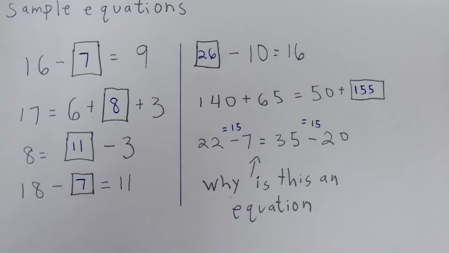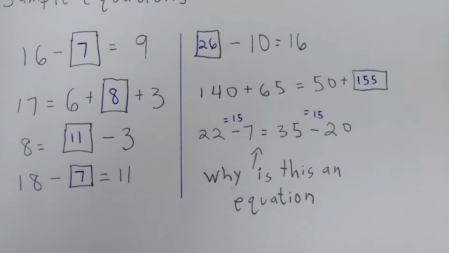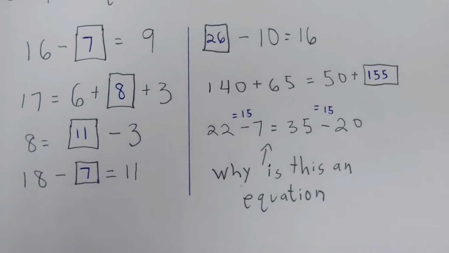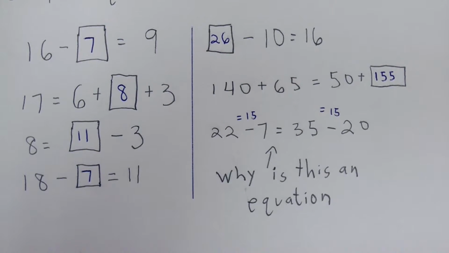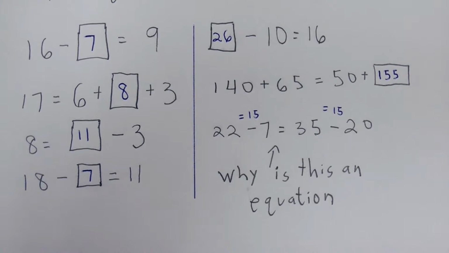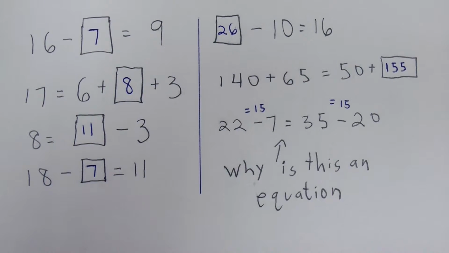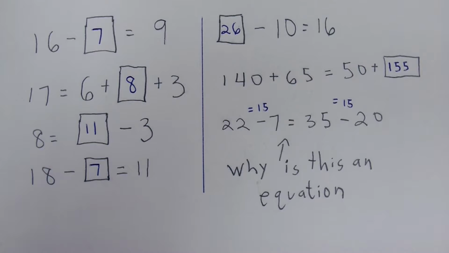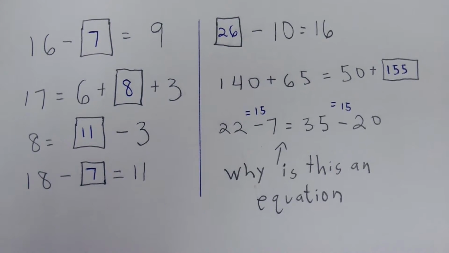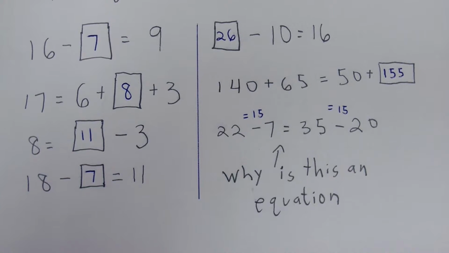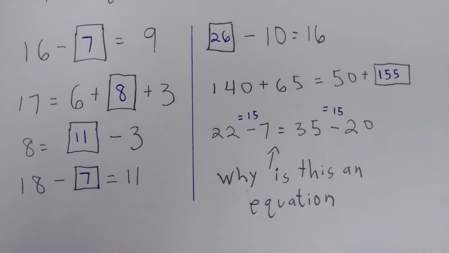17 equals 6 plus something plus 3. Add the 6 and 3 together and you get 9. Then you have to figure out what is the difference between 17 and 9. You subtract and you realize the missing number is 8. In the next example, 8 equals something minus 3. Well, the number has to be bigger than 8. You think the answer might be 5. That's a common mistake. 8 equals 11 minus 3 because 11 minus 3 is 8.